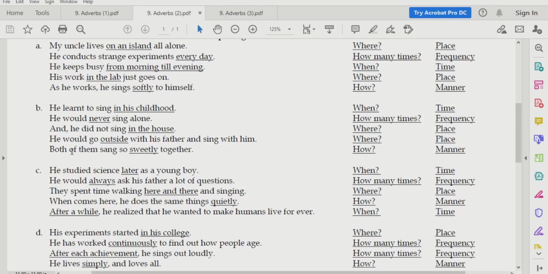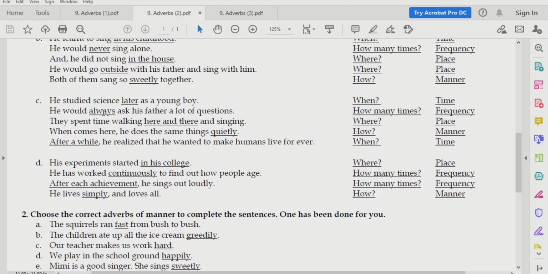Next one. Both of them sang so sweetly together. You can also say both of them sang together. How did they sing? They sang sweetly. So the question will be how, and it is an adverb of manner.